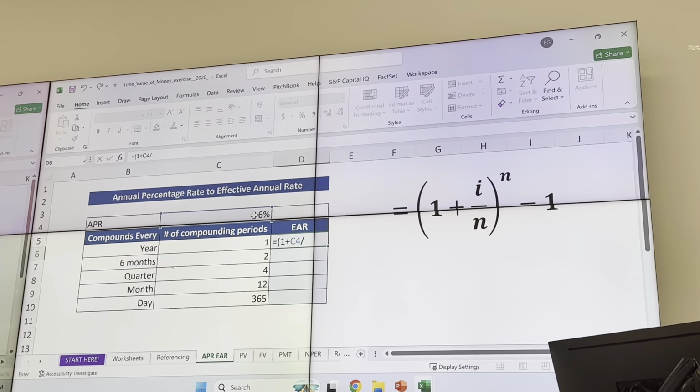This divided by the number of years, bracket closed, to the power of your number of compounding, right? We put an extra bracket, and then we subtract 1 to calculate the effective interest rate. So for yearly, if it is compounded only once, it is 6%, right?